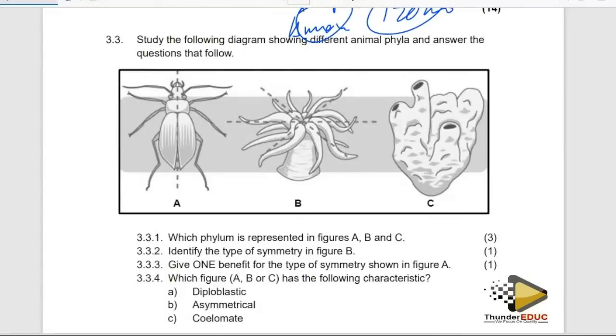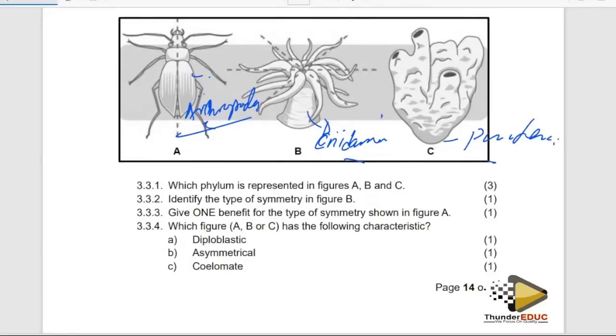Anyway, which phylum is represented in A, B, C, and D? These ones, because they have the exoskeleton, they're arthropods, so the phylum is Arthropoda. So these ones are cnidarians, so the phylum becomes phylum Cnidaria, because they have these tentacles. And then this one, because they are spongy, they are Porifera. So arthropods, Cnidaria, and Porifera.